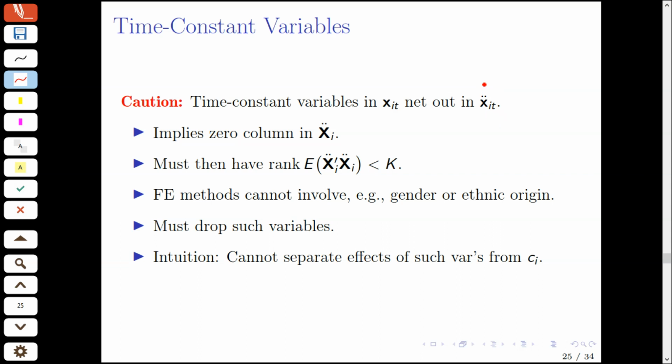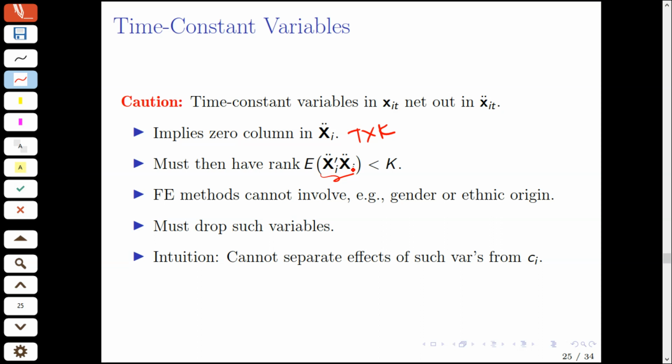As a result, when we look at this T by K regressor matrix of within transformed regressors, this matrix will have a 0 column. And for the same reason, when we take its product with itself, it must result in a matrix which has less than full rank, and therefore has less than full rank when we compute the expectation as well.